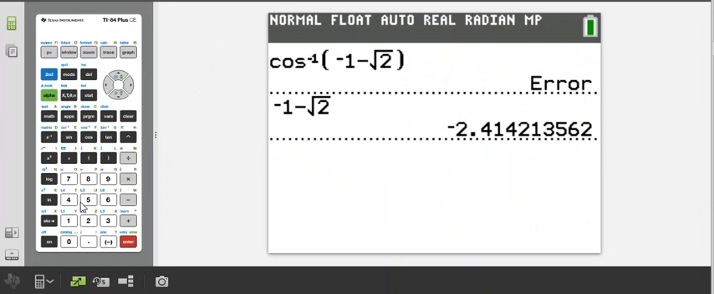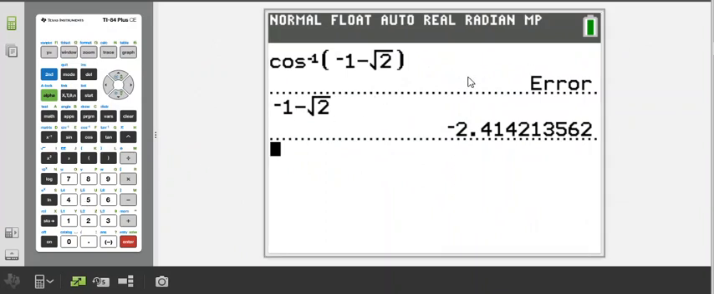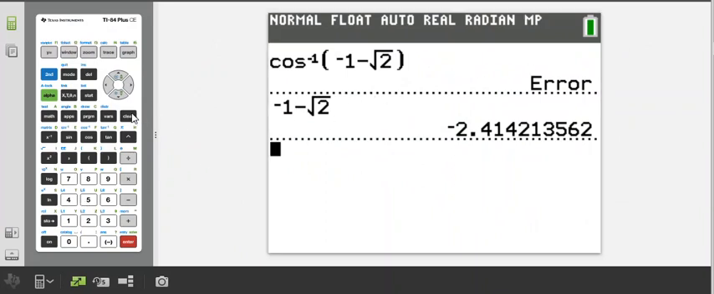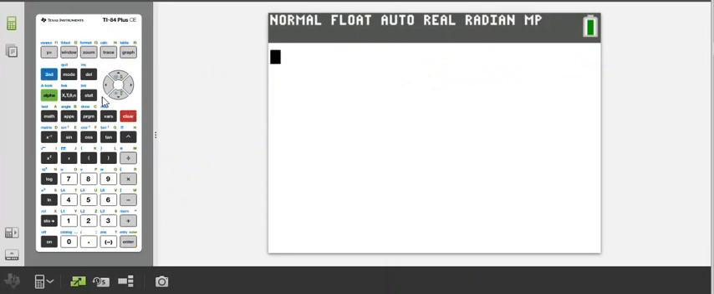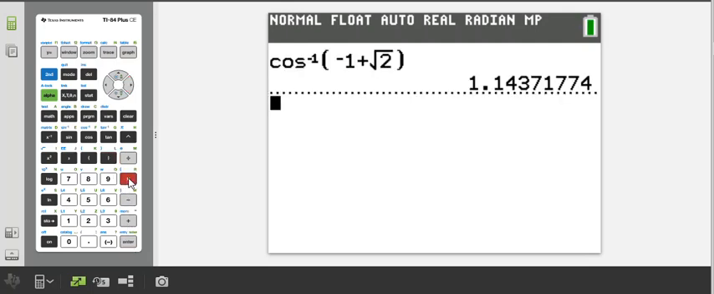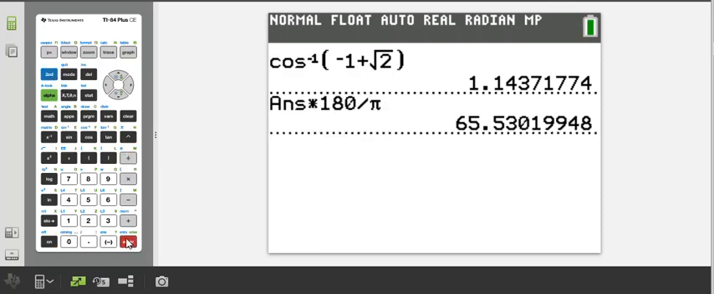So I need to bring up this decimal. Remember how we got this? Let me clear this out. We got this decimal by doing the cosine inverse of -1 plus the square root of 2. And then we're going to convert this over, so we're going to multiply by 180 over pi. Here is the decimal measure of this angle, and this makes a lot more sense to us.